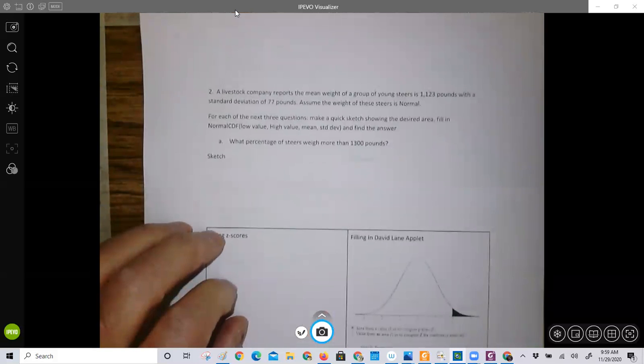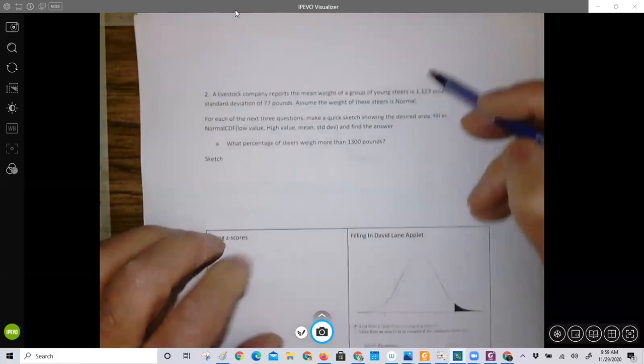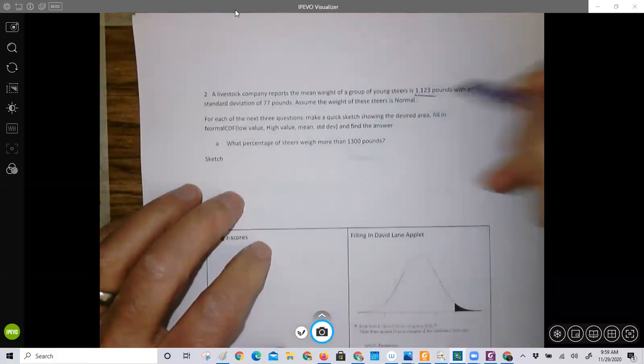So a livestock company reports the mean weight for a group of steers. What's a steer?